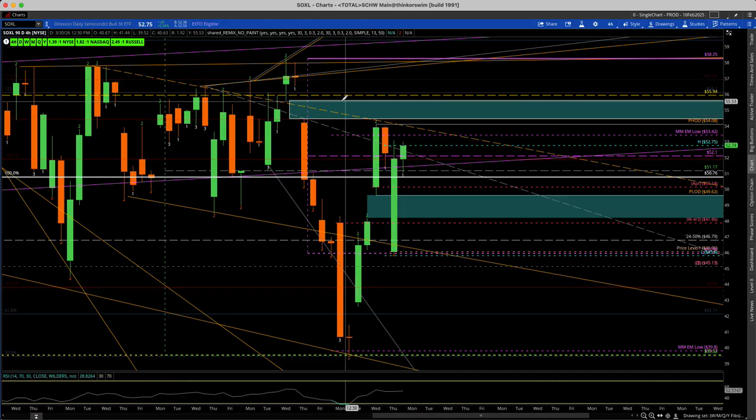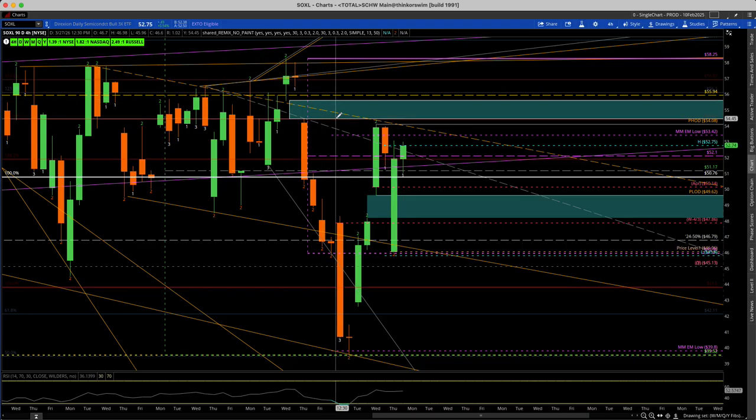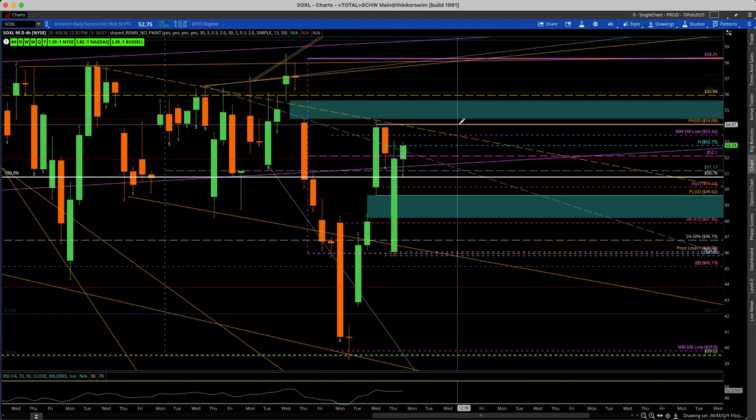What was I going to say? Oh, we have this daily downtrend line coming through here, right? 4 hour and daily, basically in the same level.